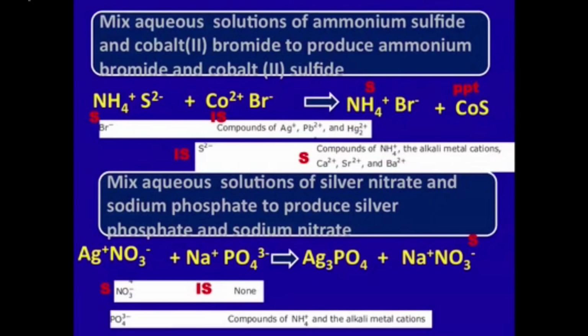The other part is PO4, and it's going to be insoluble unless it's combined with ammonium or the alkali metals. Again, I'm only going to look at the right side of my equation. If I look at Ag3PO4, that's not one of the combinations, it's an exception. So it's going to be insoluble, which means that's a precipitate.